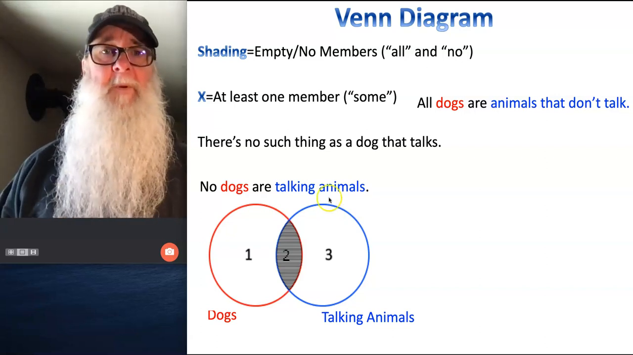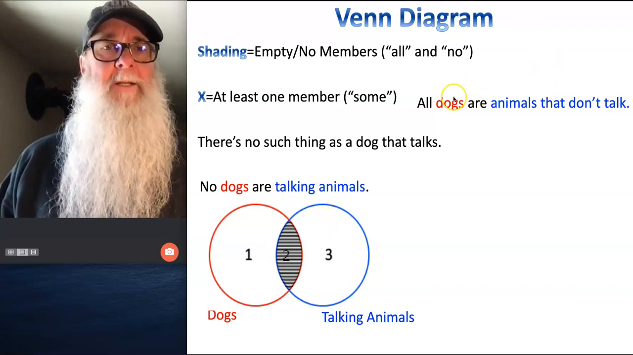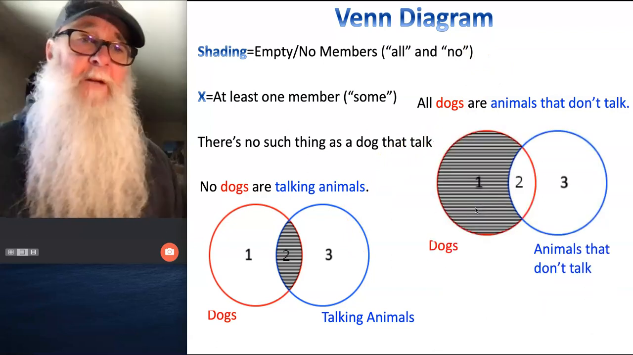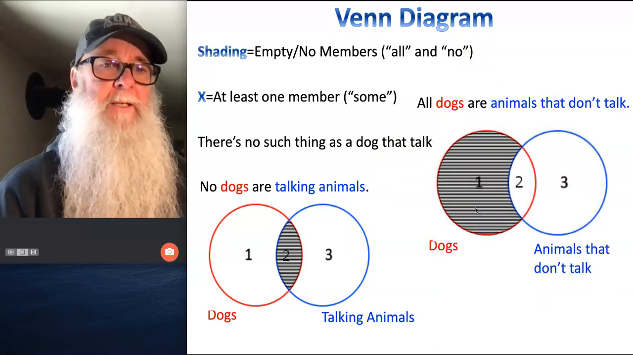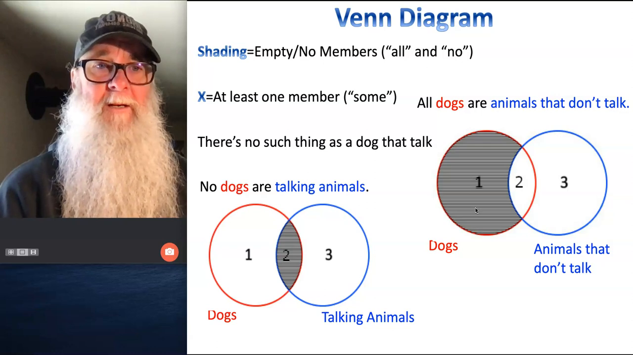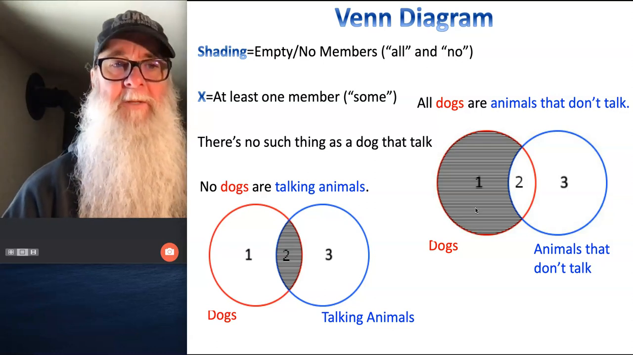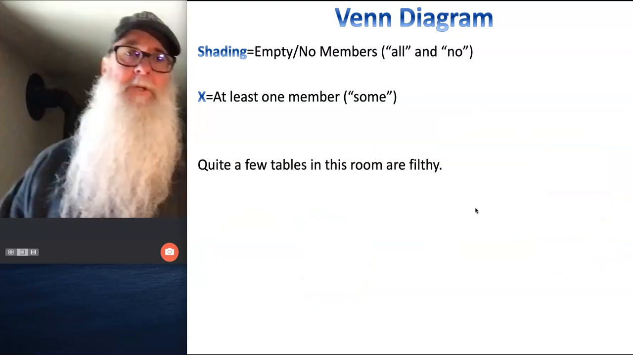In fact, in our next thought primer, we're going to explore why exactly these 2 statements are saying the same thing and are logically equivalent. If you translated this statement as an A statement, you're going to have shaded in area 1 because you're showing that all the dogs that exist are also members of the category of things called animals that don't talk.